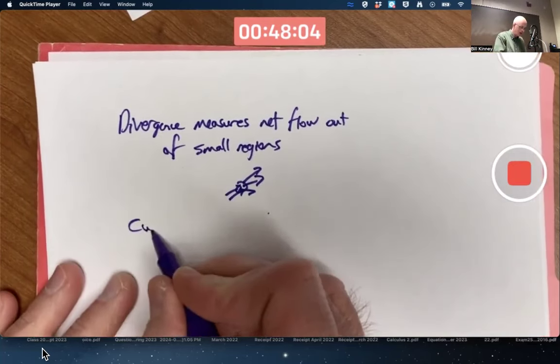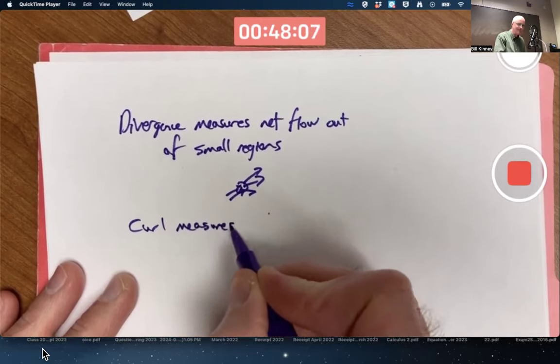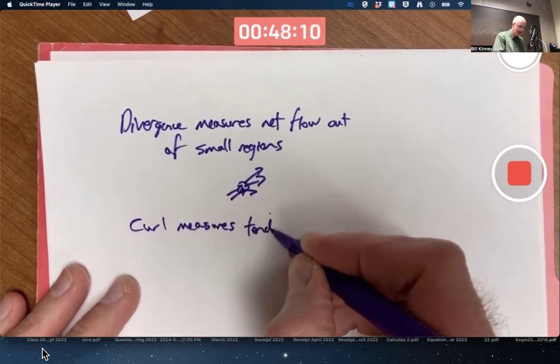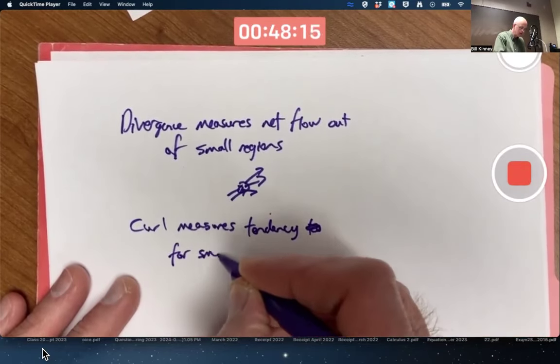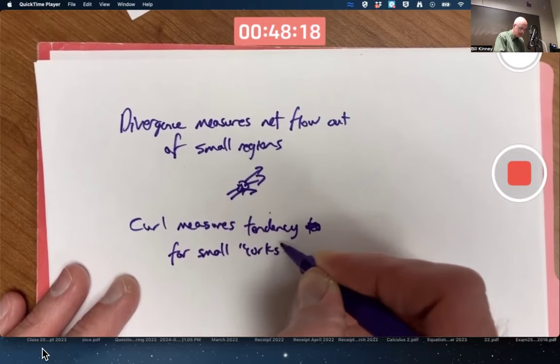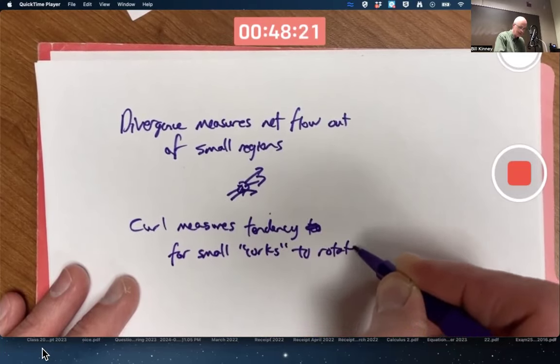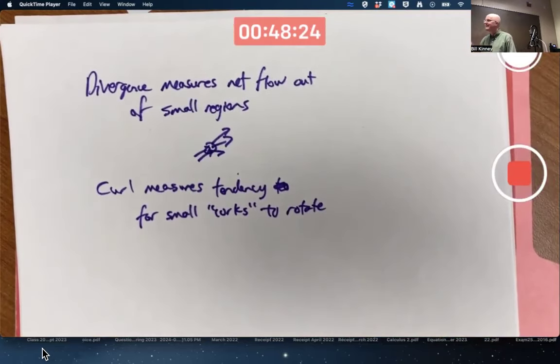And the curl measures, you might say, tendency to rotate, tendency for small corks to rotate when the curl is not zero. For a scalar curl, for a two-dimensional vector field, if it's positive, there'll be a tendency for a small cork in the fluid to rotate counterclockwise, being the positive rotation. If it's negative, it'll be a tendency to rotate clockwise. If it's zero, then it won't rotate.